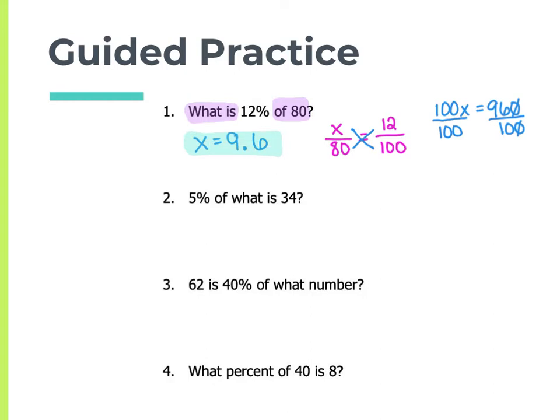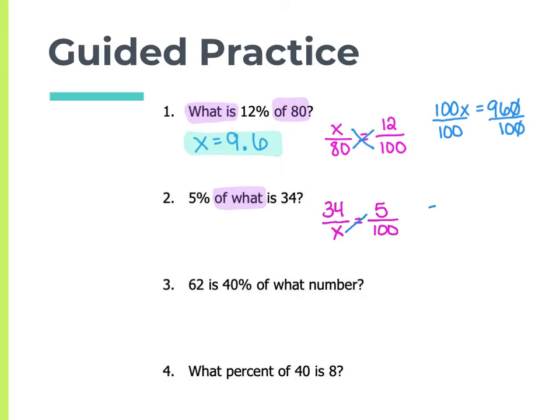Our second question says 5% of what is 34? We are looking for the whole because we're not sure of what amount. We'll set up our proportion with our 100 on the right. 5%, it gives us the percent, so we'll plug that in. It says is 34, so we know the part, and we're looking for of what amount. So we're not sure of that whole.